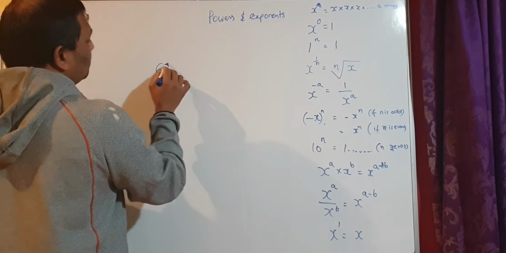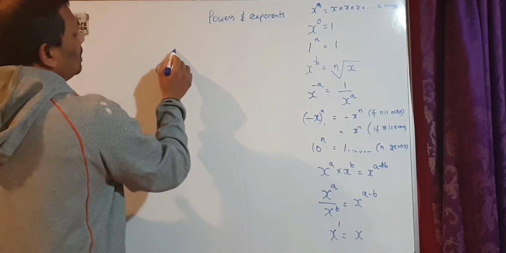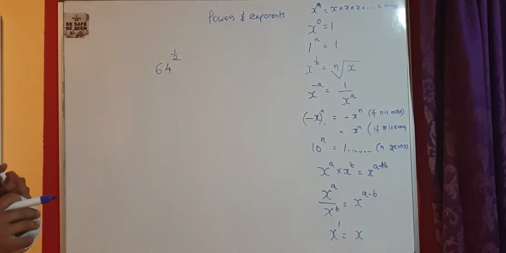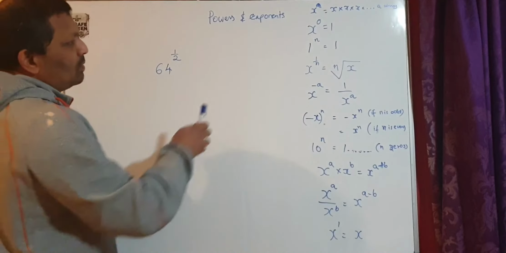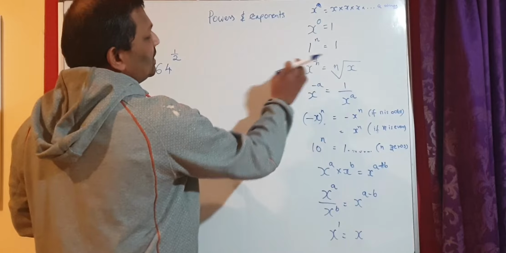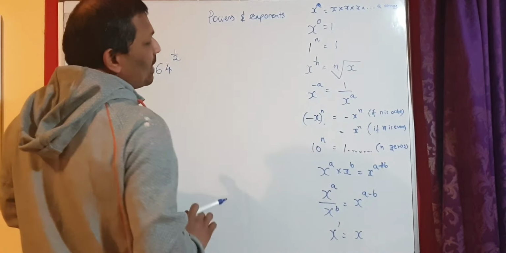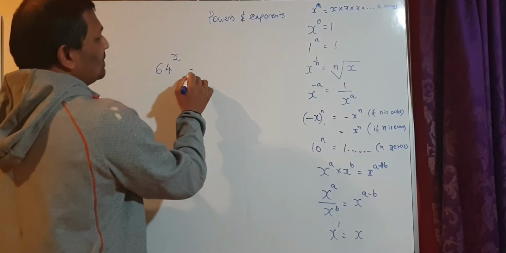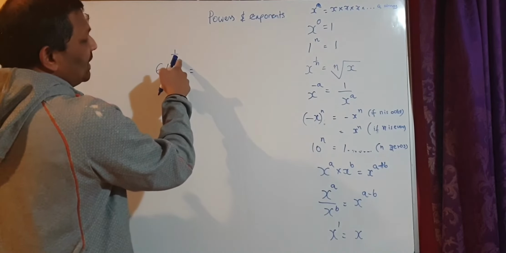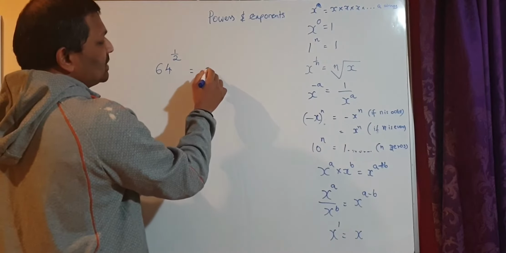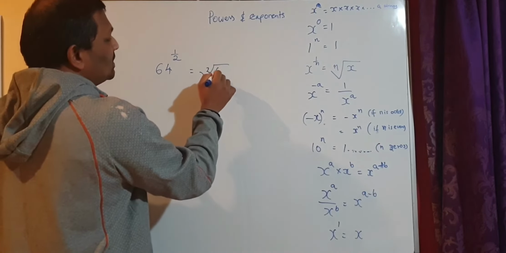Say 64 to the power of 1 by 2. How do we evaluate such a number? What is the formula that we should apply here? This resembles this one: x to the power of 1 by n is equal to the nth root of x. In this case, n is 2. That is the square root of 64.